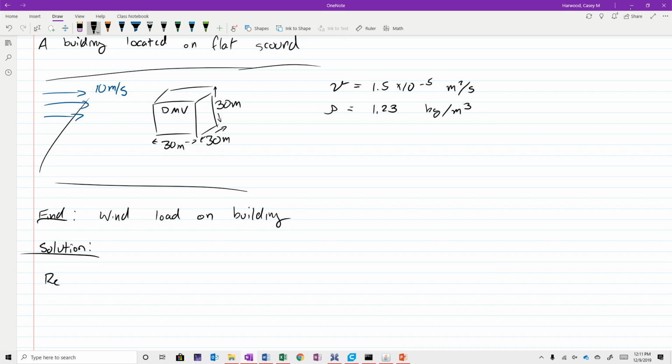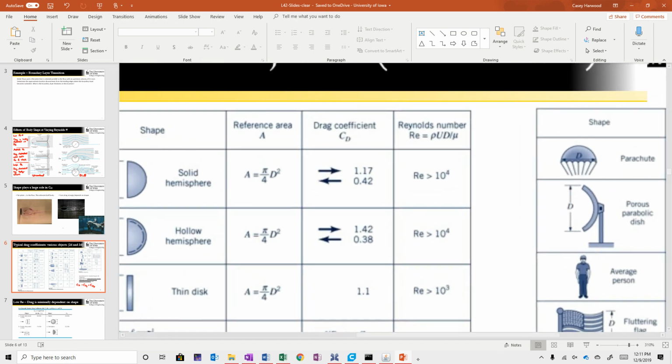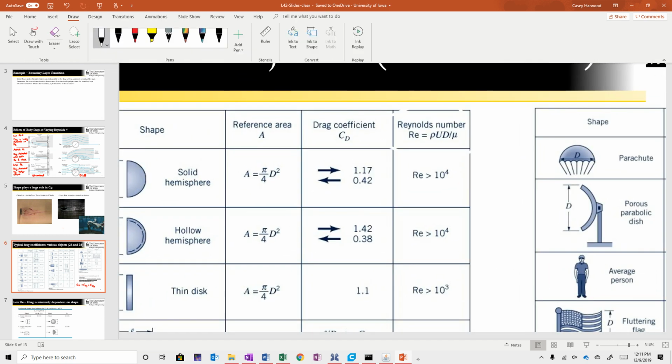So the Reynolds number, I should mention actually that the definition of the Reynolds number is given here as well. If I zoom in, you can see that the Reynolds number is rho u d over mu, which is also equal to u d over the kinematic viscosity, right? Where d is that side length of the building, at 30 meters.